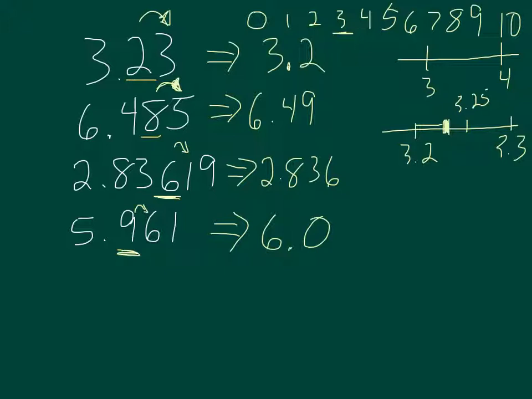Now you can write it as 6.0 or you can write it as 6, but I would leave the 0 tenths in there since you're rounding to the nearest tenth. If it said round to the nearest whole number, then you would write the 6, but since it's rounding to the nearest tenth, you want to make sure that your answer includes a digit in the tenths place.